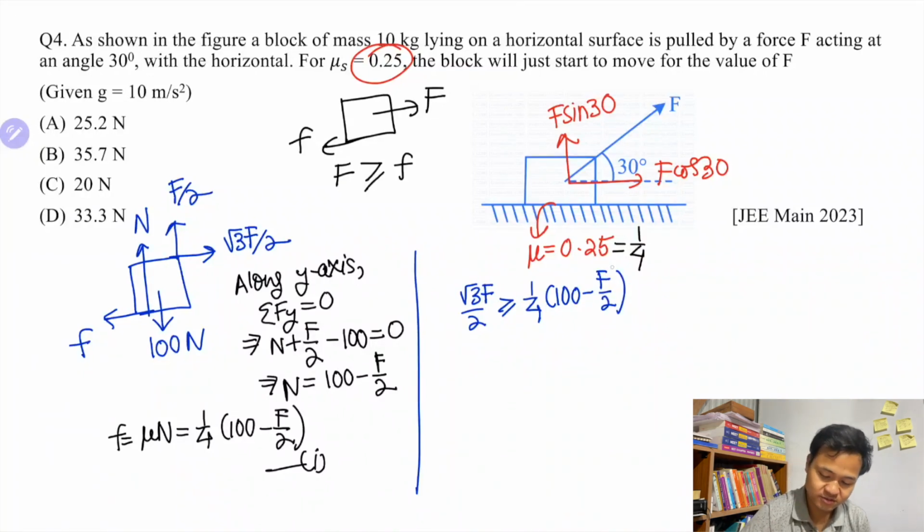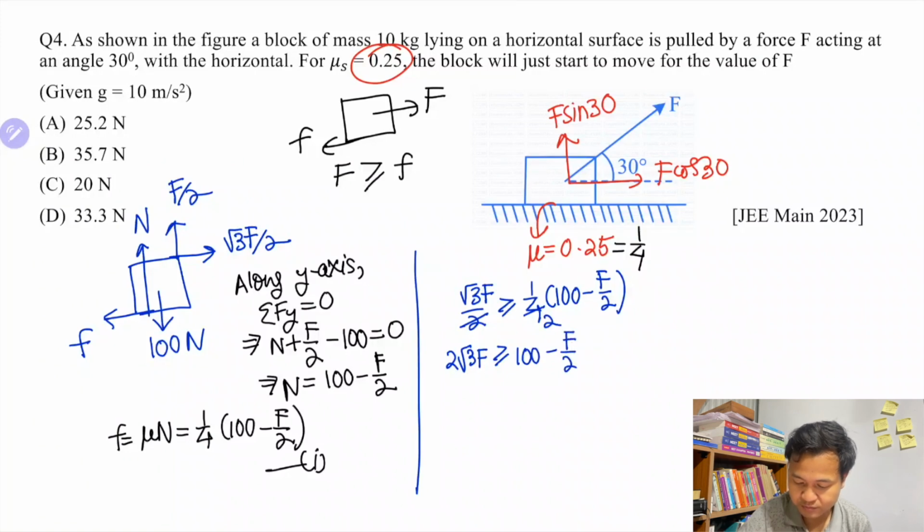Okay, hold on. So here 2 times 1 is 2, 2 times 2 are 4, so 2 comes on the left side. You have 2 root 3 into f. Okay, so it will be greater than 100 minus f by 2. So how much is this?